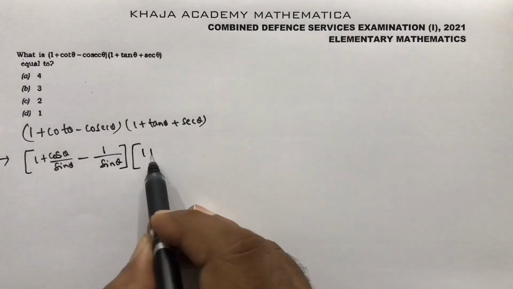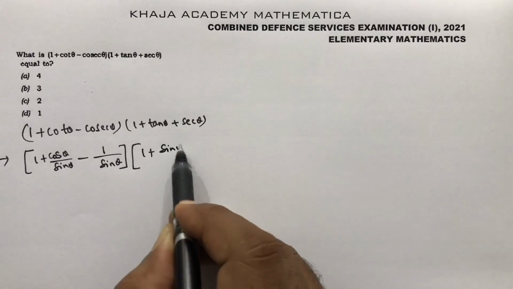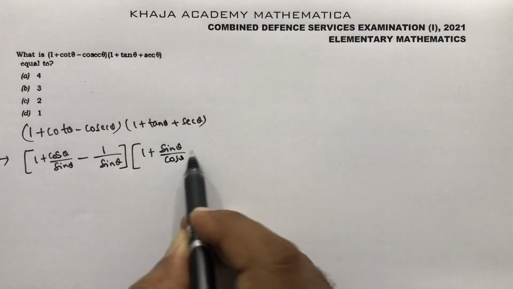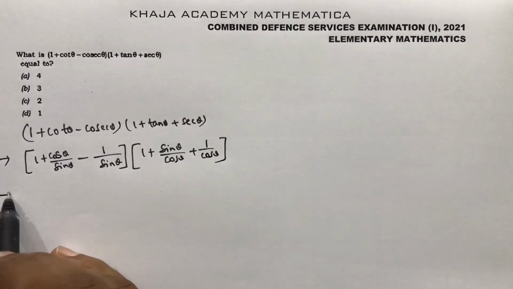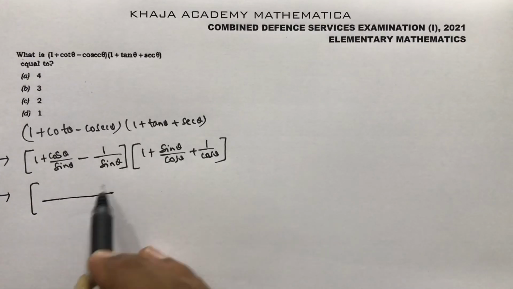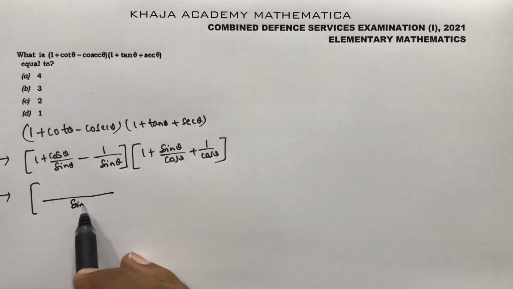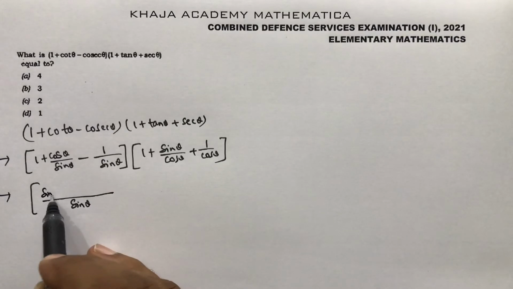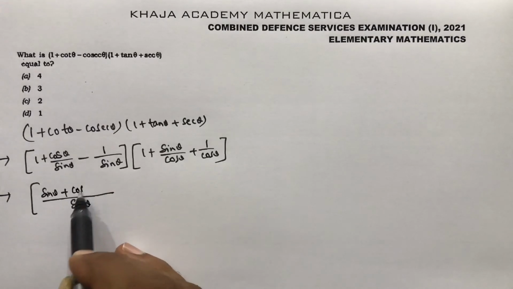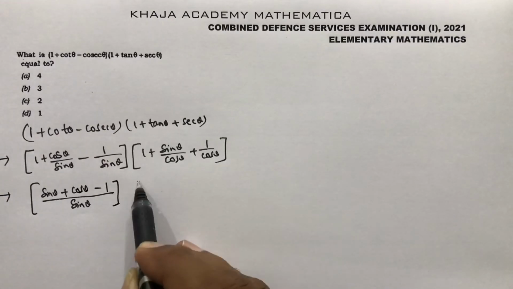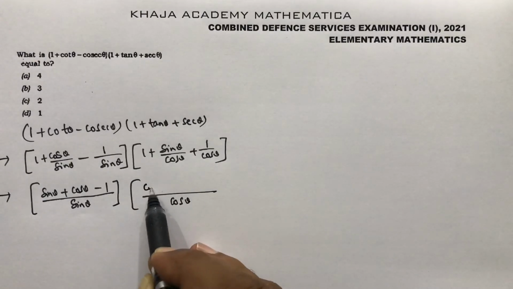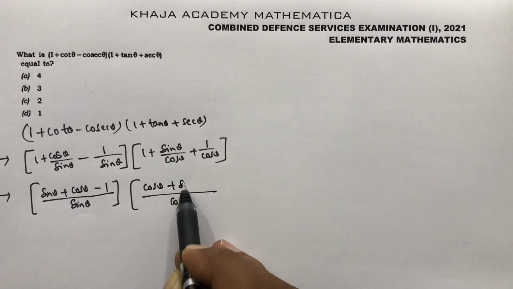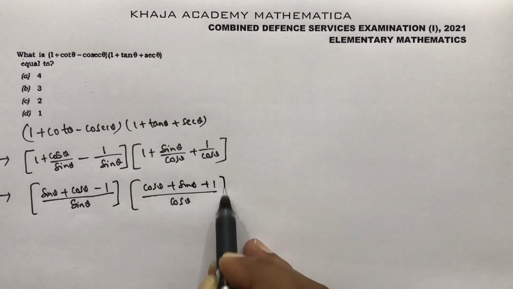Here tan theta is nothing but sine theta by cos theta, and sec theta is nothing but 1 by cos theta. So here the LCM in the numerator terms is sine theta. So sine theta plus cos theta minus 1. Here the LCM in the denominator is cos theta. So cos theta plus sine theta plus 1.